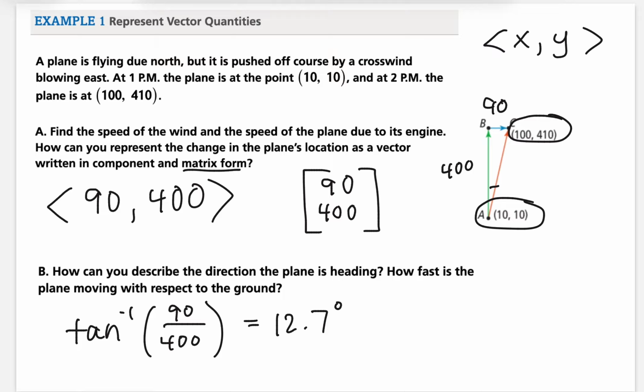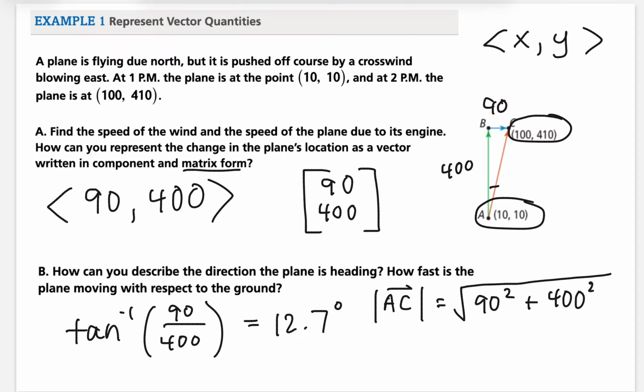And then the last thing is, how fast is the plane moving with respect to the ground? That's going to be the magnitude. So we're going to find the magnitude of vector AC. And to find the magnitude of a vector, it's just the distance formula, or you can think Pythagorean theorem. So we're finding the square root of our x distance squared. So our x distance was 90, so 90 squared, plus our y distance squared, so 400 squared. And so if we take that in our calculator, we get 410 miles per hour.